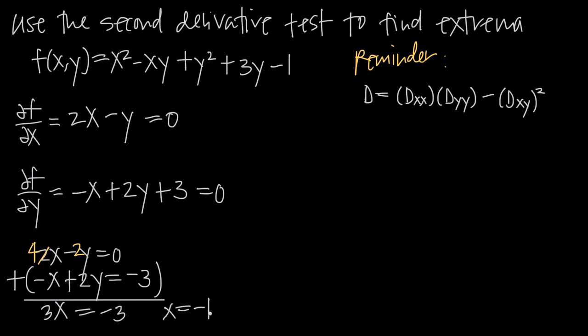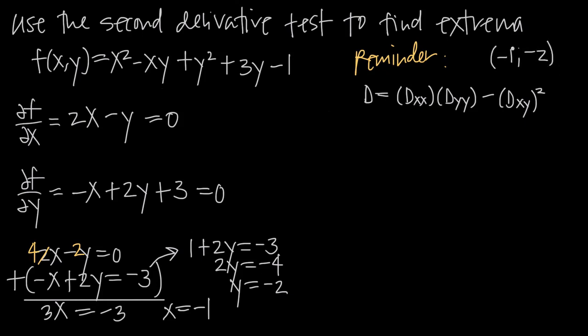Now, if we just plug this value for x into either of these equations, we can solve for a value of y. So let's plug it into this second equation here. So we'll have negative x, well, x is negative 1, so we'll have negative negative 1, or positive 1, plus 2y equals negative 3. If we subtract 1 from both sides, we'll get 2y is equal to negative 4. Dividing both sides by 2, we get y is equal to negative 2. So then when we put these x and y values together, what we have is the critical point, negative 1, negative 2.